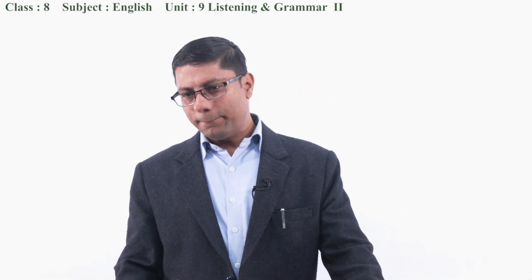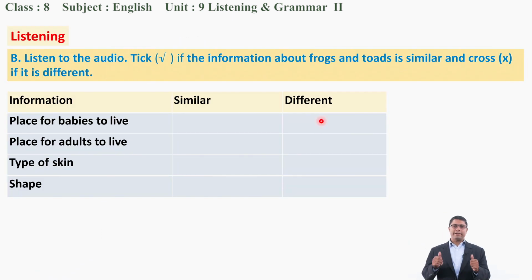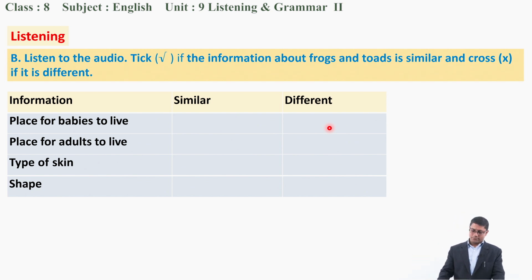Okay, students, have you done the activity? Did you complete? Very good. Now let's discuss the answers then. Okay, let's look at the first information here. Place for babies to live. Do the babies of frogs and the babies of toads live in the similar place or a different place? What did you hear in the audio? What did you write there? Okay, so the place for babies to live is similar, you think.